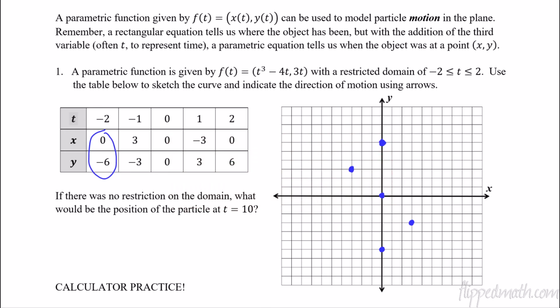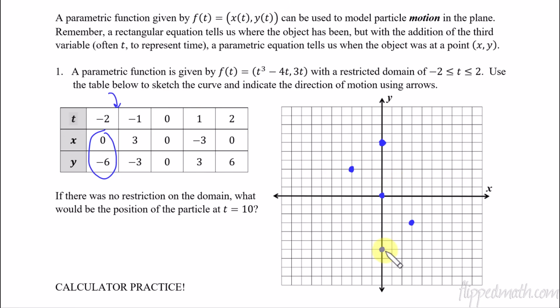And hopefully you got something that looks like this. Now, I did not connect them on purpose yet because I wanted to demonstrate that we don't know for sure exactly what this looks like. We would have to get more coordinate points, meaning we would have to plug in maybe some t values in between -1 and -2 and in between 0 and -1 if we wanted to know how the curve looks, if it's a straight line or whatever.